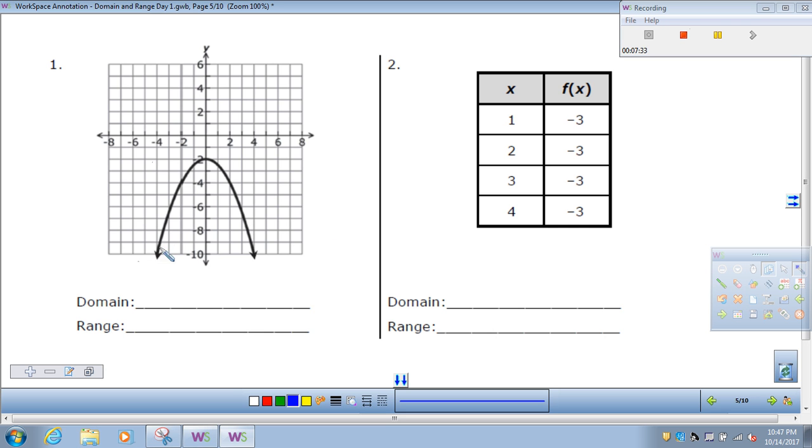Okay, so here's kind of what I was talking about. We start off with domain. It's easy to look at this and think that everything's all real numbers, but take this one thing at a time. Furthest to the left, I have an arrow. Furthest to the right, I have an arrow. So we're going to have all real numbers.